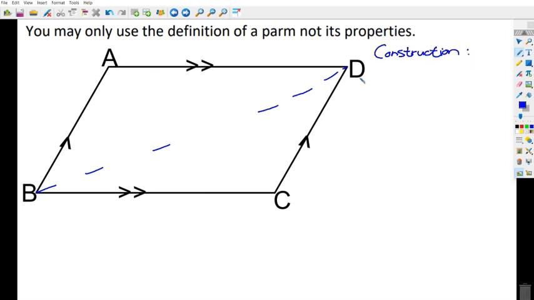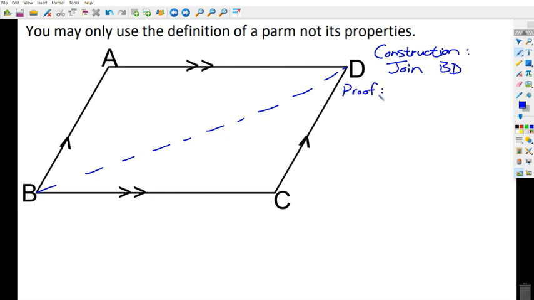Okay, so what did we do? We joined BD. Okay, so we join BD again. Alright, so we join our diagonal there, and now we're going to start with our proof.